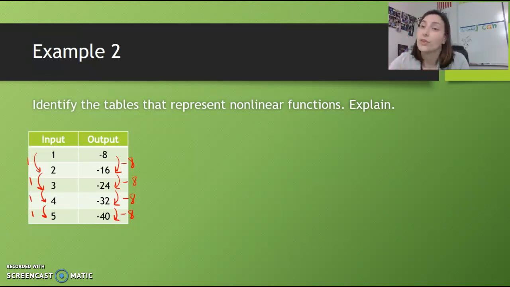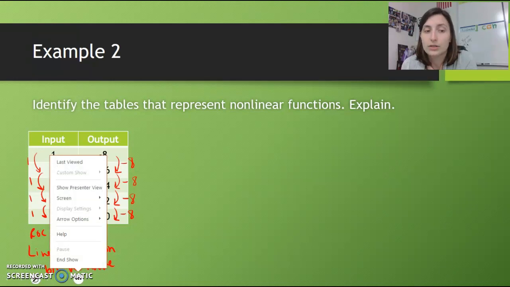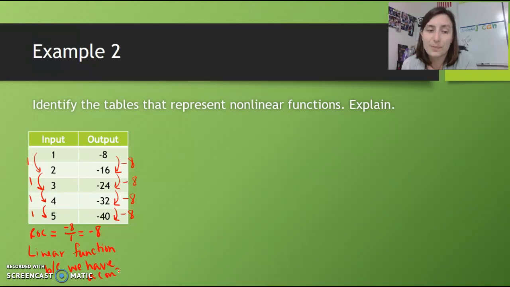And so because all of these are the exact same, that means that this is constant. So I have a rate of change. Since we have a rate of change that is -8/1, which is a slope of -8, that makes this a linear function, and it's because we have a constant rate of change. And so if I have a constant rate of change, then we have a linear function.